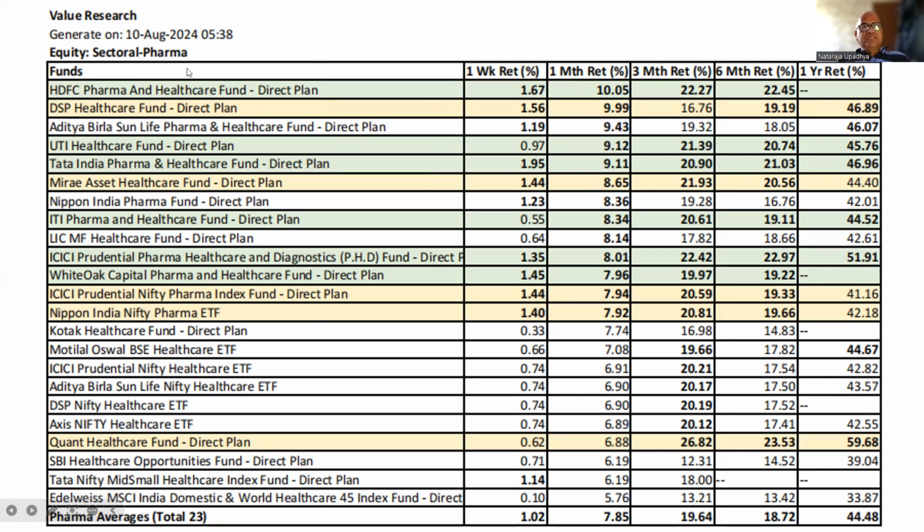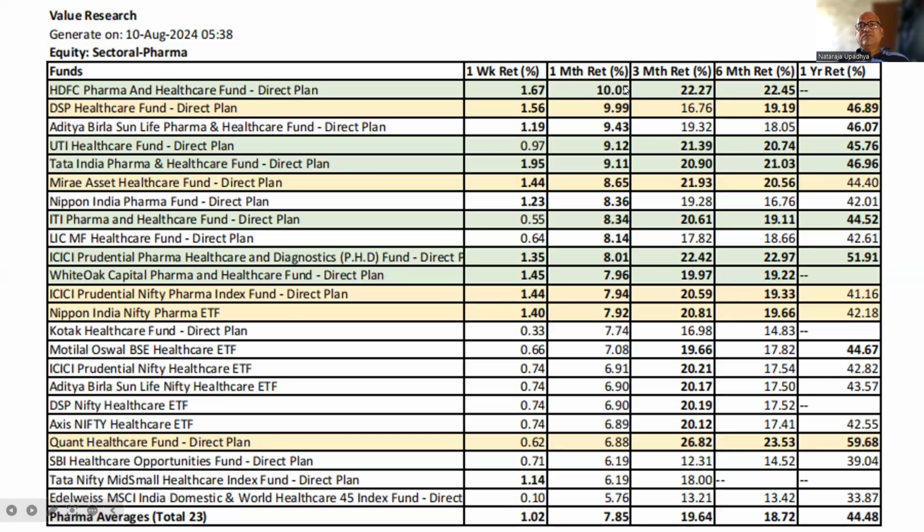So within the pharma funds, which are doing extremely well recently, the ones in green are HDFC Pharma and Healthcare Fund, UTI Healthcare Fund, Tata India Pharma and Healthcare Fund, ITI Pharma and Healthcare Fund, ICICI Prudential Pharma Healthcare and Diagnostics Fund, White Oak Capital Pharma and Healthcare Fund. Only these are shown in the green.